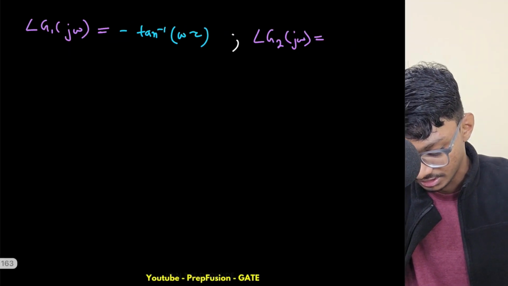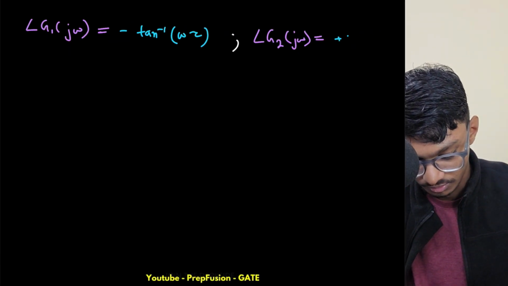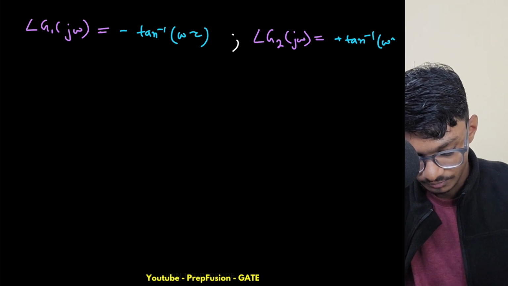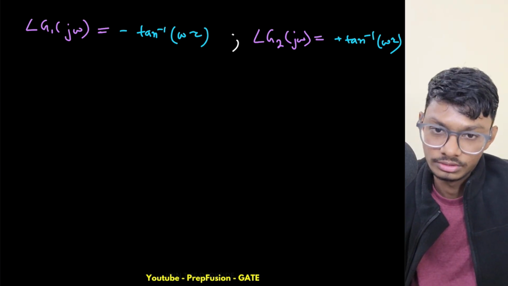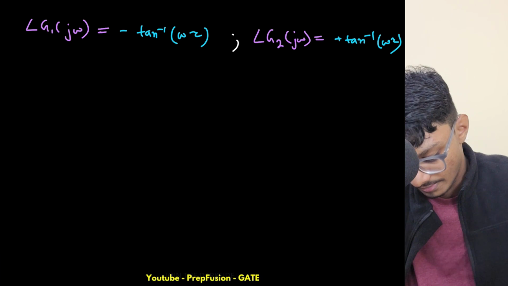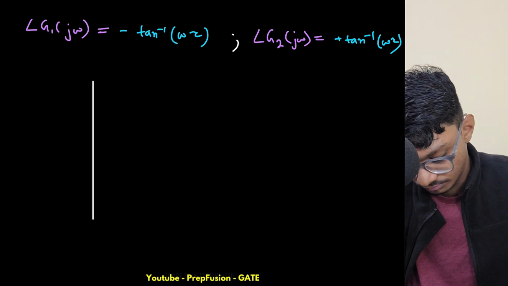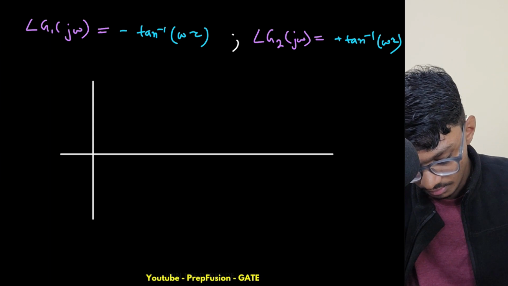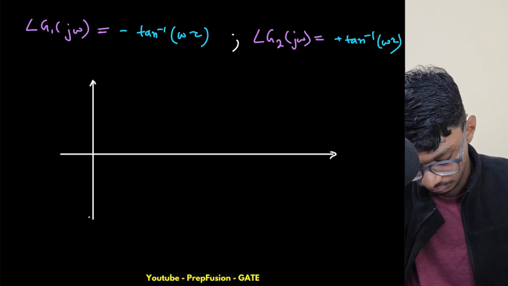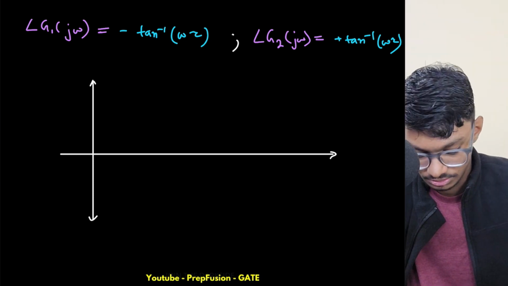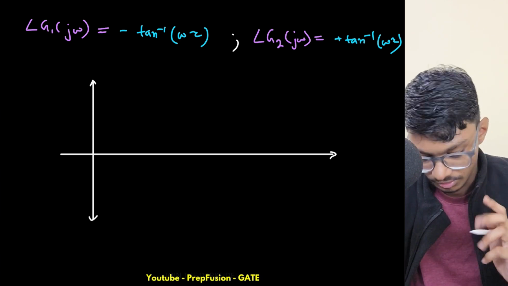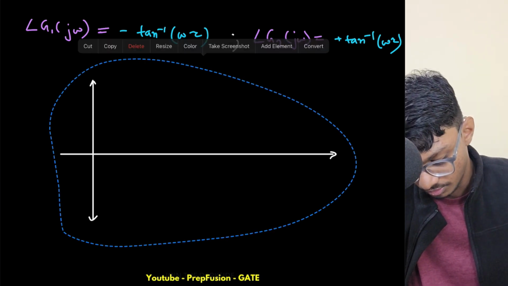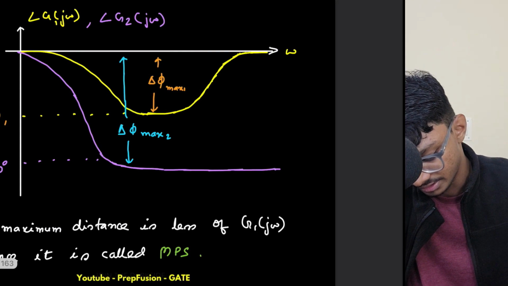This time I won't explain this in brief, as I hope you already know all these things. Plus tan inverse omega tau. So phase is just the opposite. They are going in the opposite direction itself. So if they are going in the opposite direction, what does this mean? It will be like this. Both of them will have the same magnitude plot, right? So if I draw the magnitude plot, let me write the phase later on. First let me write the magnitude characteristics.